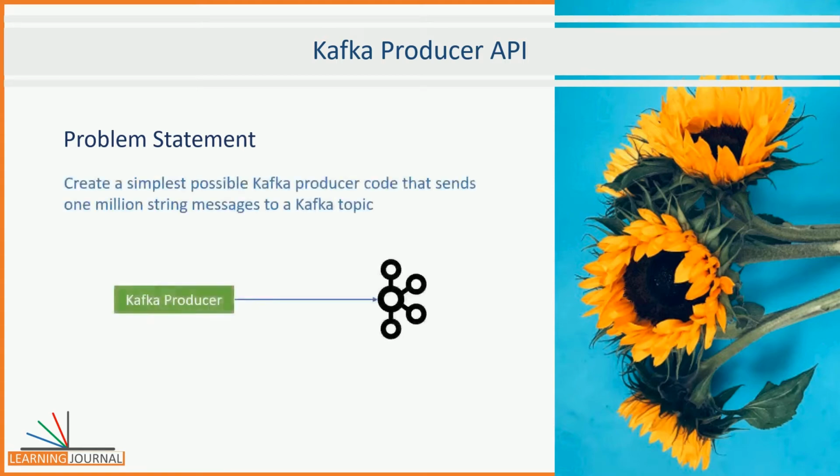Here is my first problem. We want to create the simplest possible Kafka producer code that sends 1 million string messages to a Kafka topic. Simple, isn't it? How would you go about it?